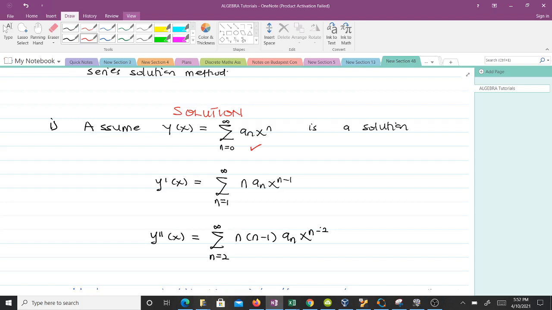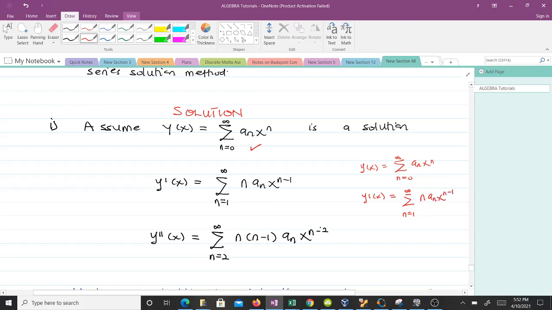So you could see that the first thing we do is that we assume that y of x is equal to this. So when we differentiate this, we will get, when we differentiate x^n, we get n, right? Then a n x^(n-1).